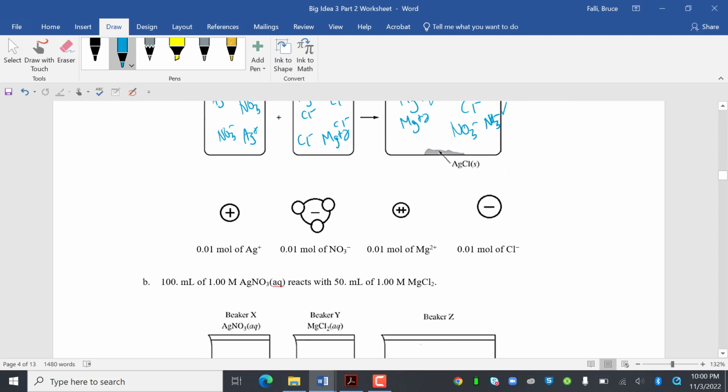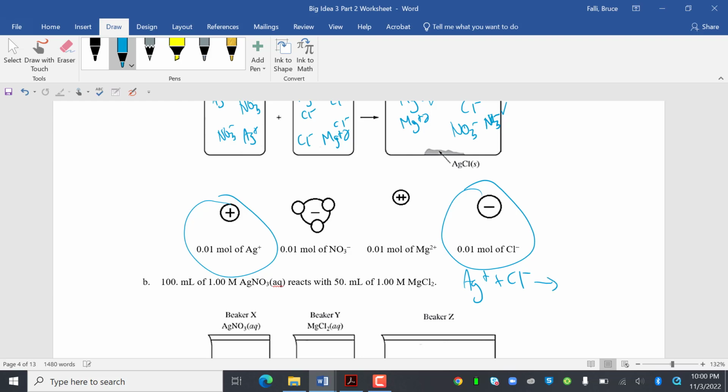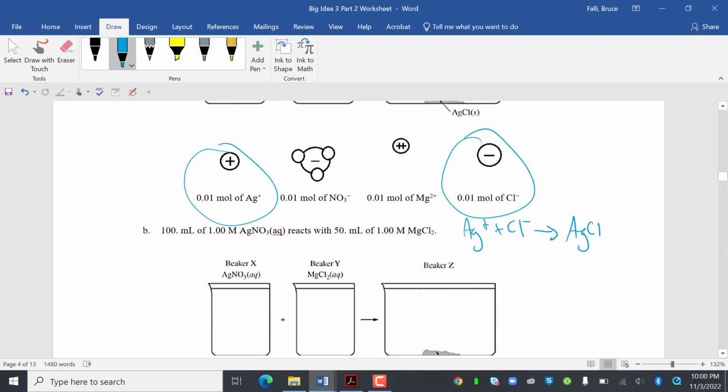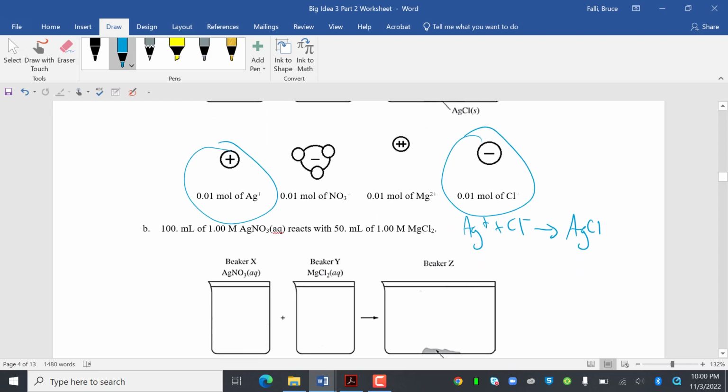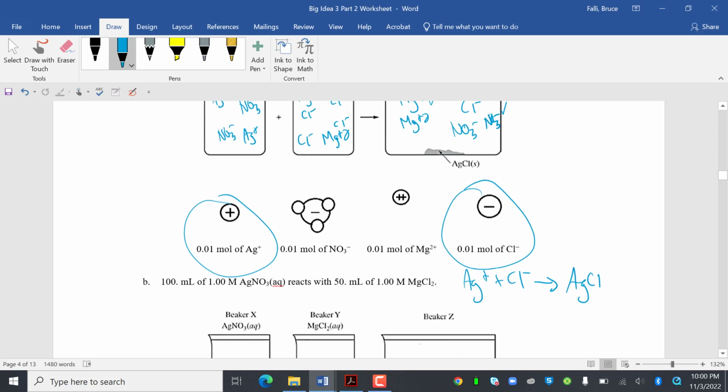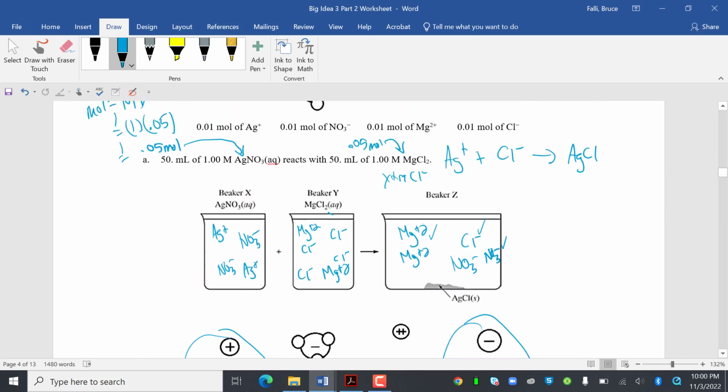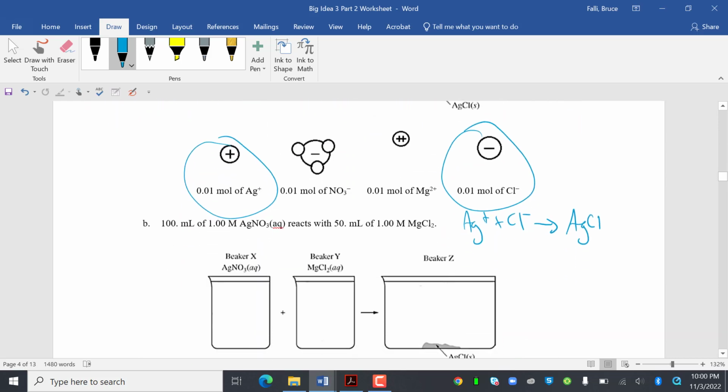Okay, so this is a little different. So 0.01 mole, so all I care about is this guy and this guy because this is my precipitate. Because remember, I'm just looking for Ag positive plus Cl negative yields AgCl. Okay, so if I have that, I have one. Oh, this isn't quite the same, is it? Oh, they're giving me molarities for that? I'm just going to keep rolling with what I got.